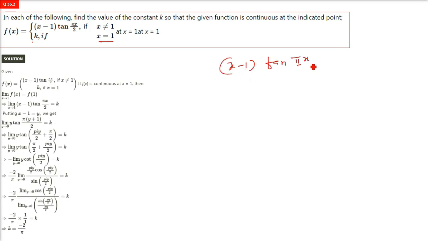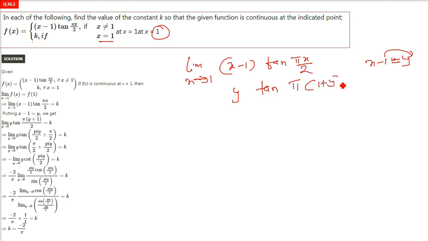We have (x minus 1) tan(10 pi x by 2), and we can just apply the limit here as x tends to 1. We can change this x minus 1, which we are going to do in the actual solution also. So put x minus 1 as y, or any variable you can take. So x will become 1 plus y. In place of x minus 1 write y, and in place of x in 10 pi x write y plus 1, so it will be 1 plus y divided by 2.